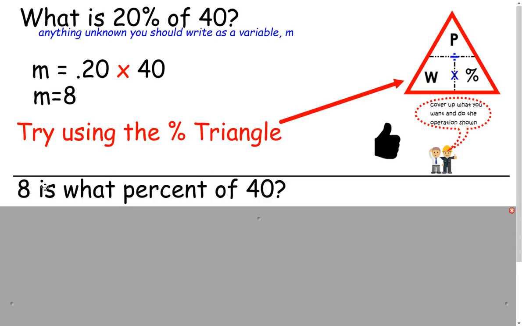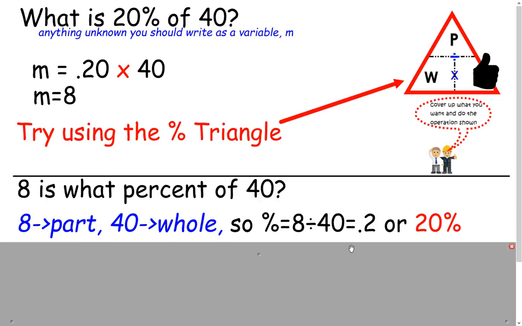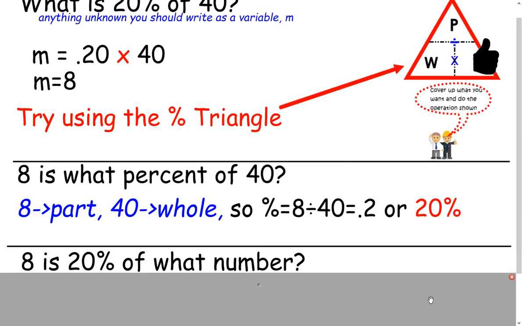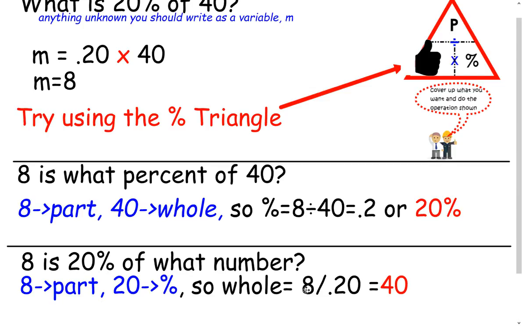So 8 is what percent? What percent? I don't know the percentage. I'm going to cover up percent. And so that tells me I'm going to do part divided by whole, and I get 0.2 or 20%. Okay, so the next one says 8 is 20% of what number? So I need to cover up, I don't know what the number is, part divided by a percentage. So if I take my part and divide by my percentage as a decimal, 0.2, I get my whole of 40. Okay, so that's a way of using the triangle method instead of translating it into symbols. Whichever one works for you is great.